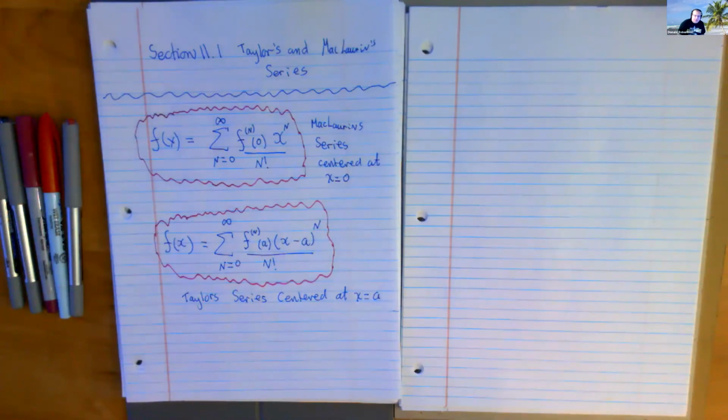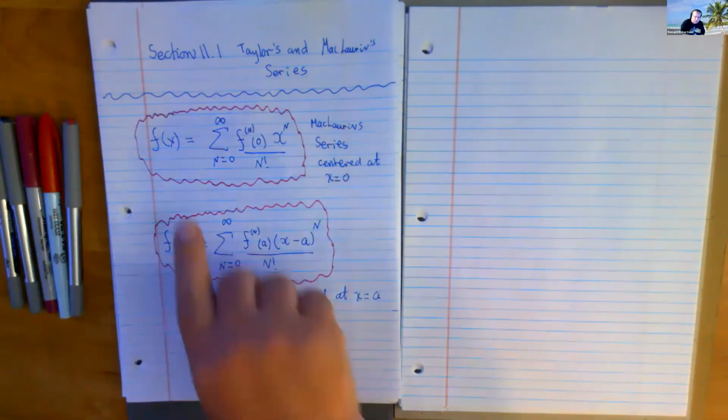So we're going to do chapter 11. Hopefully we'll do all of it today. We'll see how that goes. Taylor and Maclaurin series, that's essentially it. What these two guys managed to do was to come up with a way of finding the power series for any function in the world.